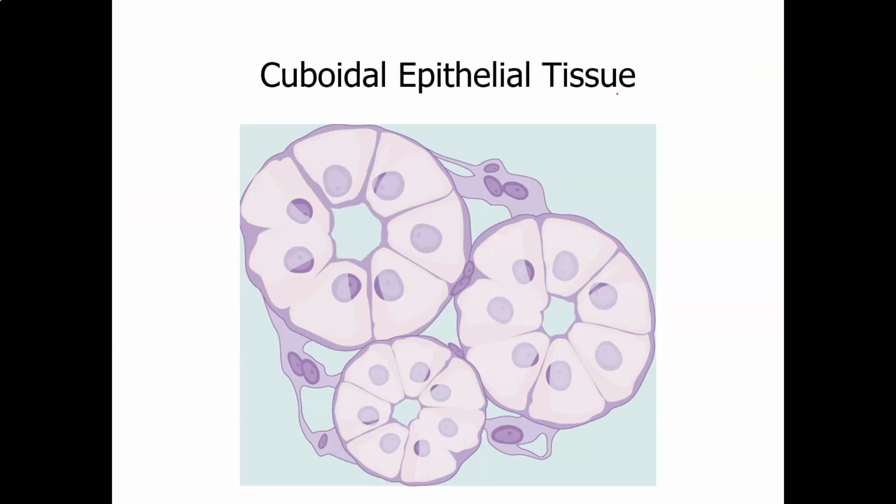And then this is what cuboidal tissue would look like in cross section. This is just a cross section through the kidney tubules. The kidney has millions of tubes called nephrons, and those tubes are lined by simple cuboidal epithelial tissue.